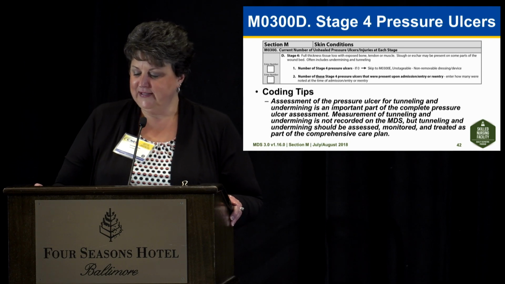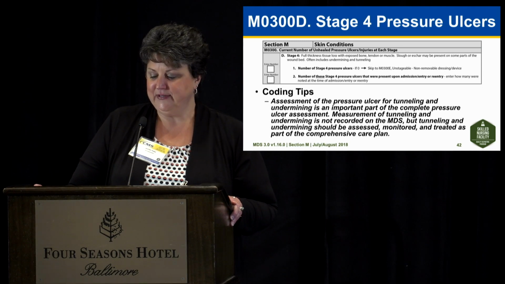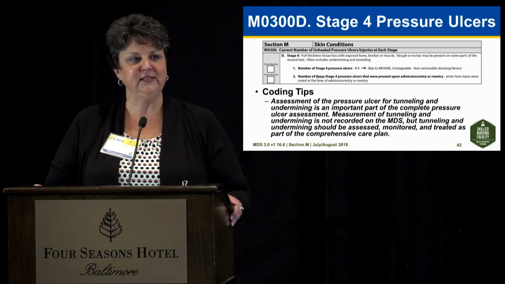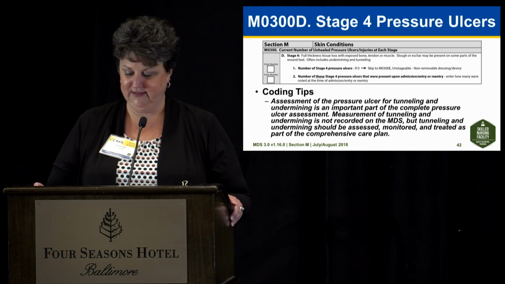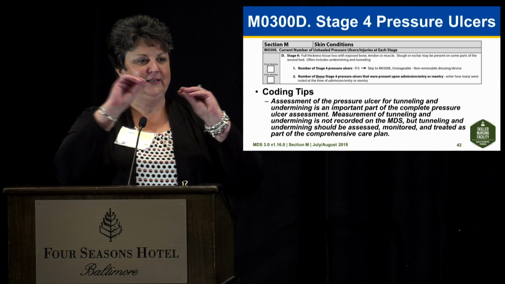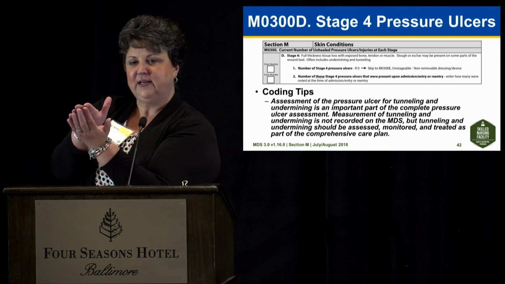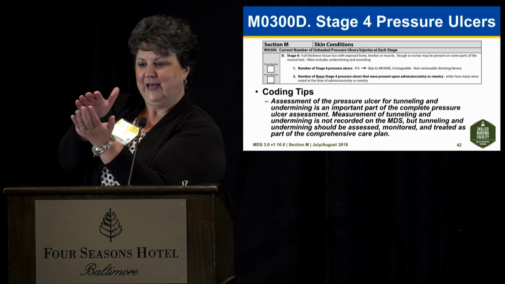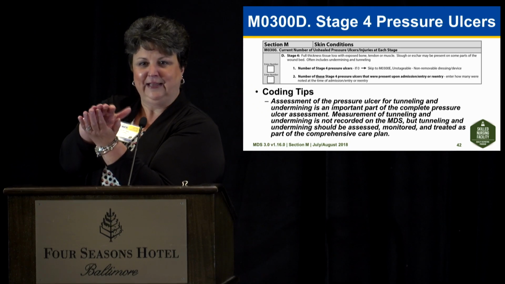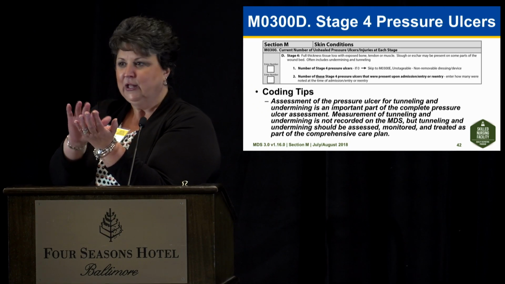All right, a coding tip has been added for M0300D that addresses the importance of assessing tunneling and undermining. So what do we think about tunneling? It's kind of like a sinus tract, like a shoot off of that wound. Undermining, I think of it as kind of, you've got your skin intact, you've got that tissue underneath, and it's kind of like a little cave in there, right? It's that kind of larger section.